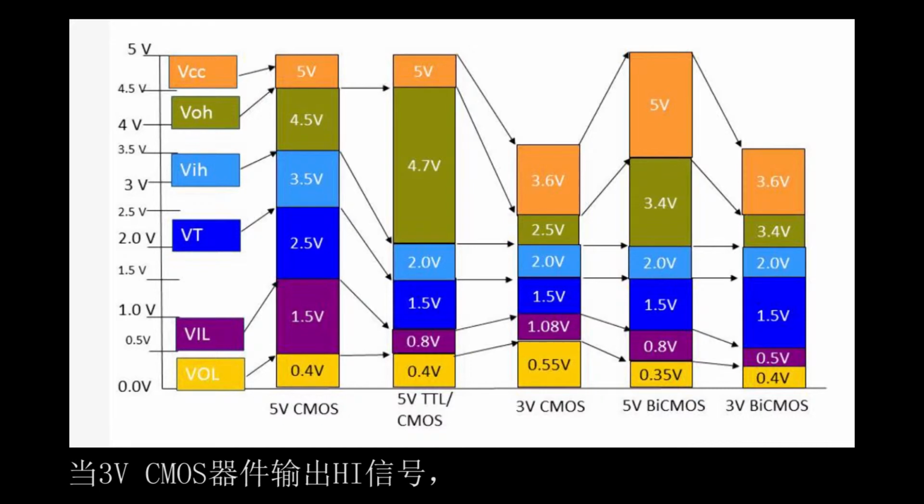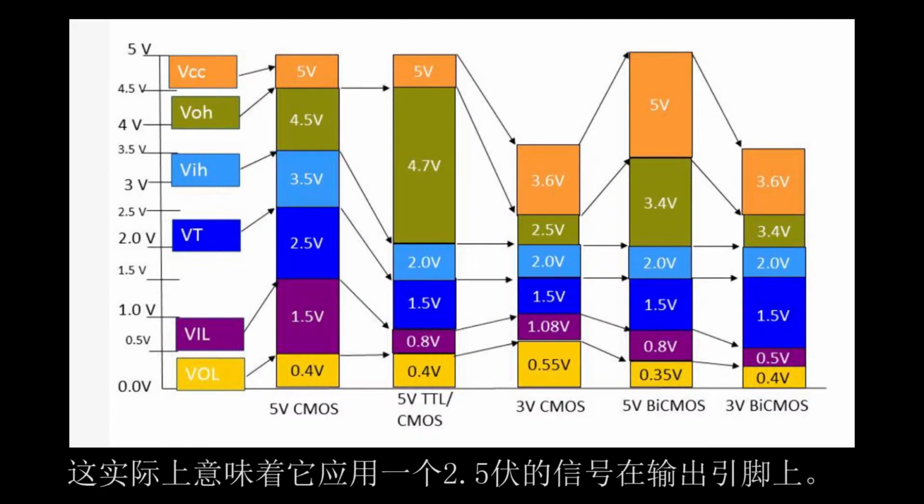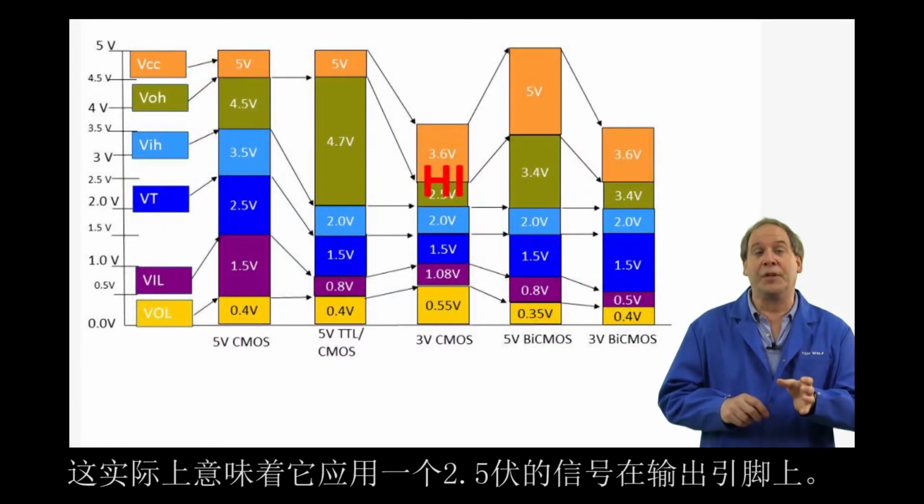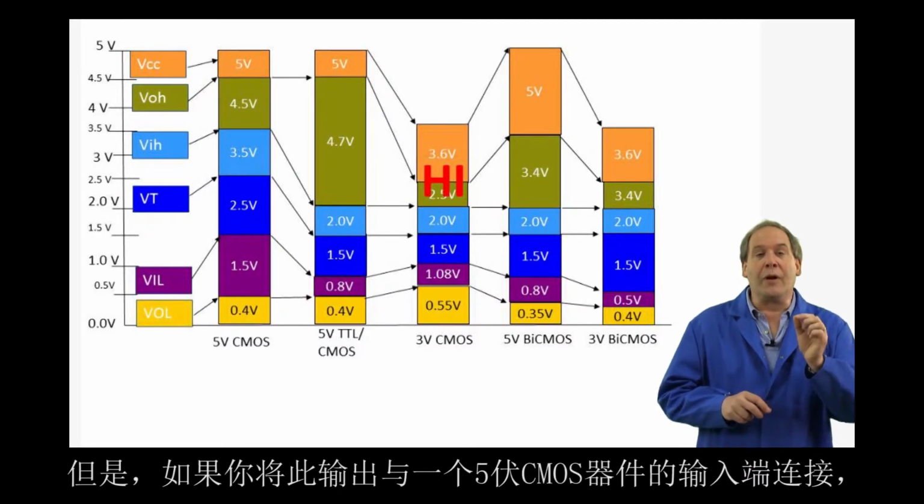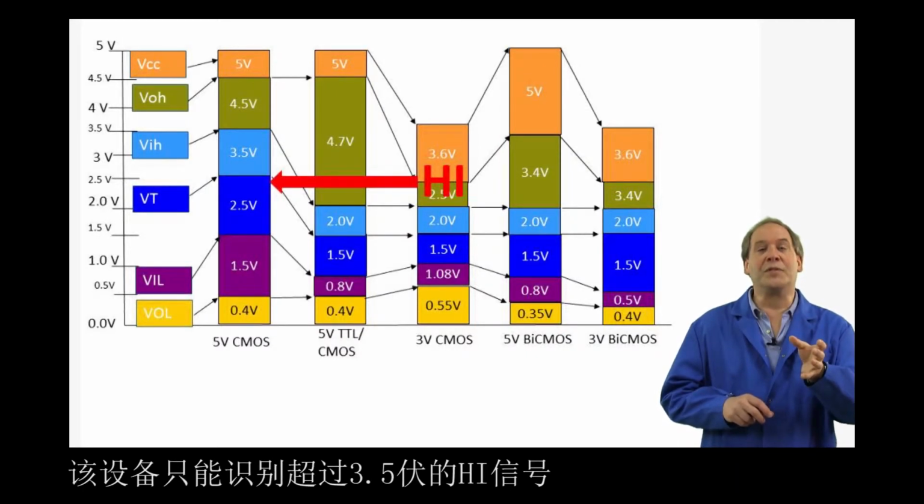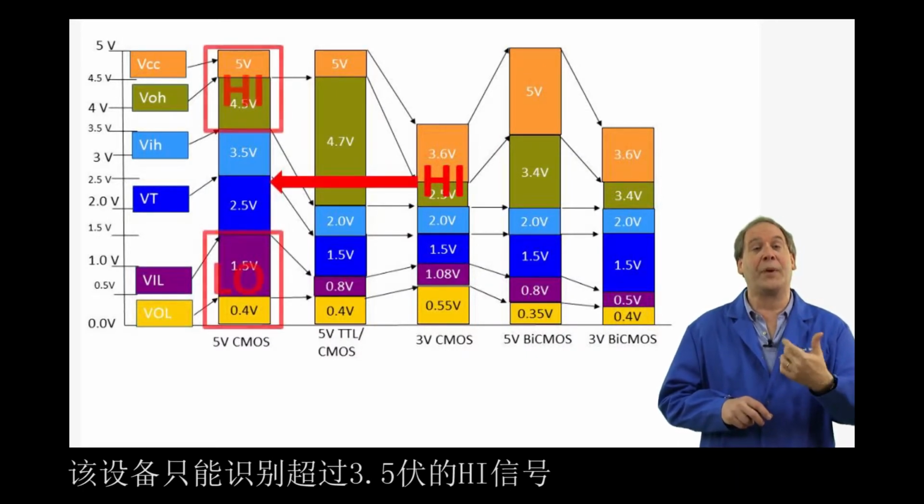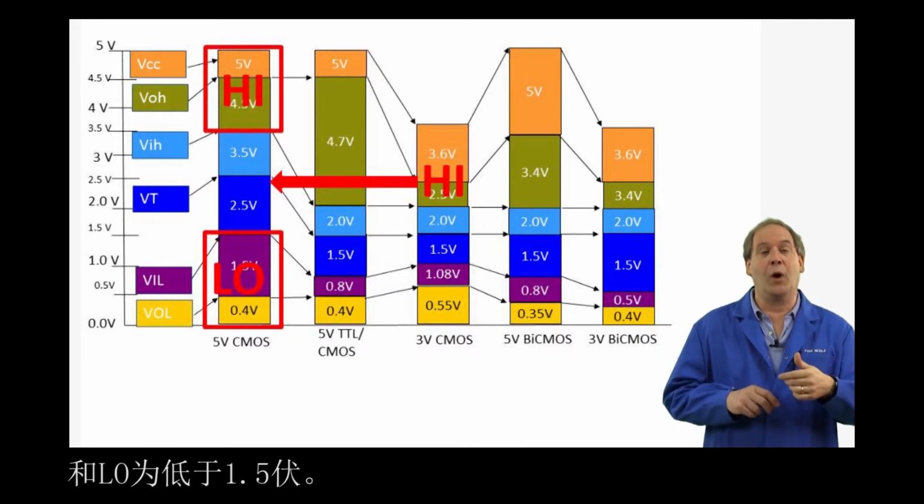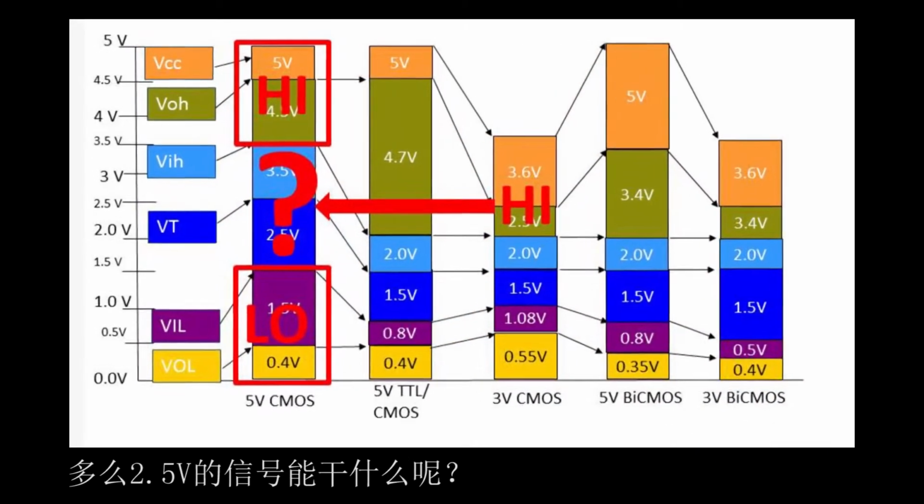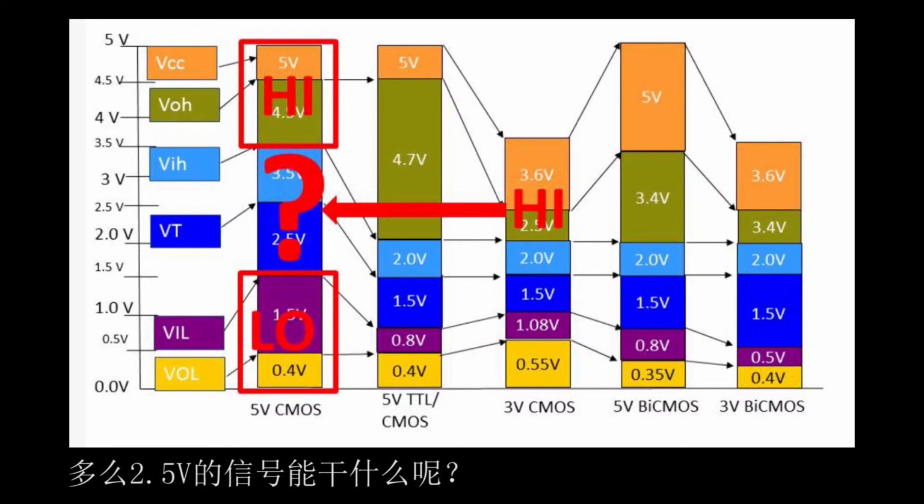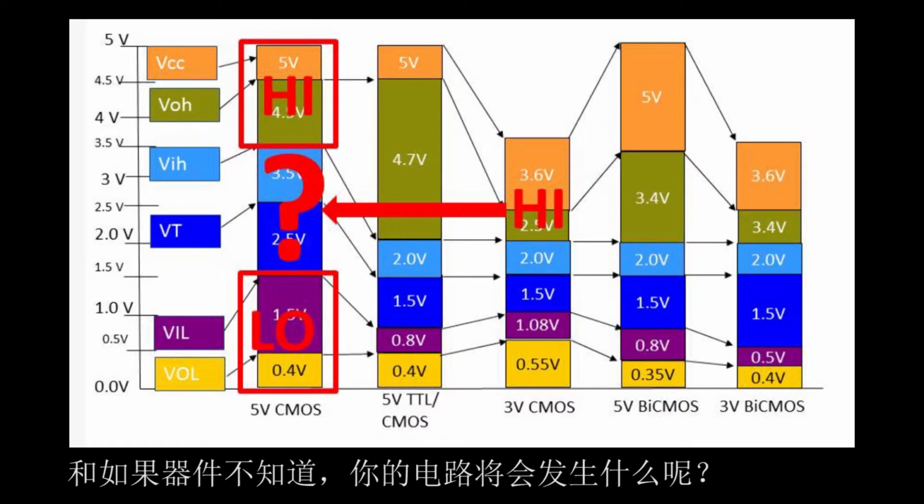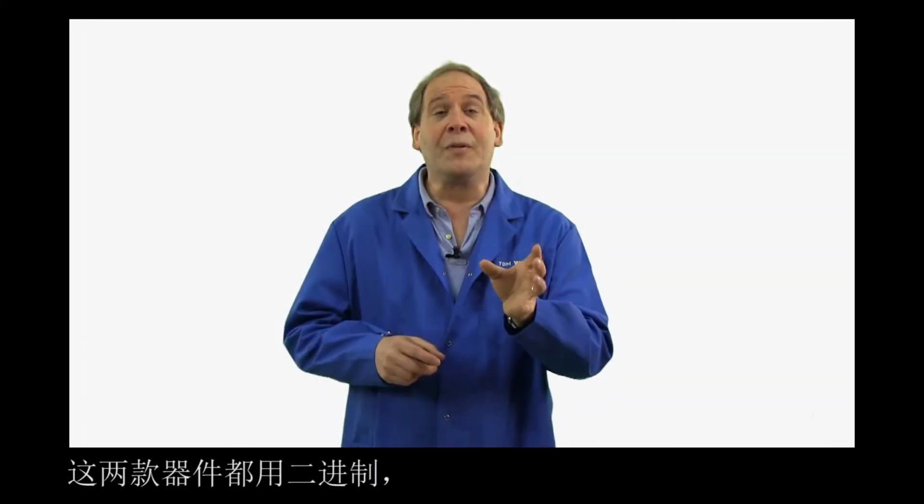When a 3 volt CMOS device outputs a high signal, this really means that it applies a 2.5 volt signal on its output pin. But if you hook this output to the input of a 5 volt CMOS device, this device only recognizes a high signal as above 3.5 volts and a low is below 1.5 volts. So what in the world does it do with a 2.5 volt signal? Is it a high? Is it a low? And what might happen to your circuit if the device just doesn't know? So both devices are actually speaking in binary, but in totally different voltage languages.